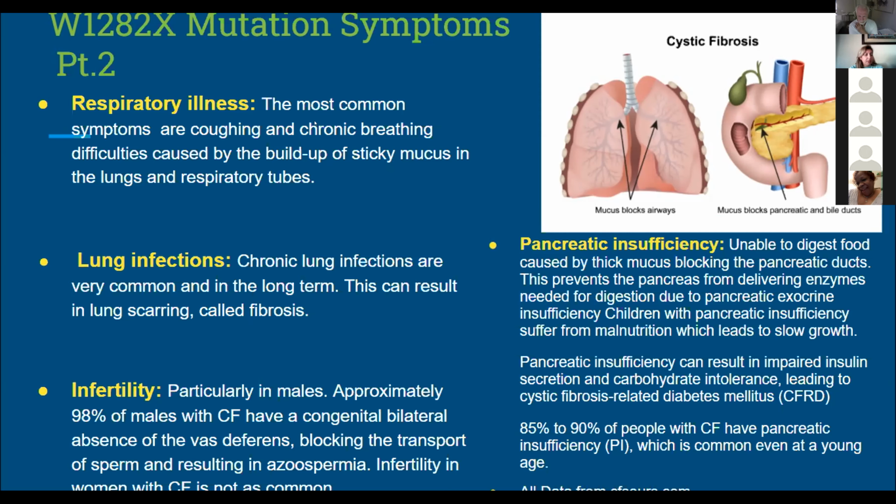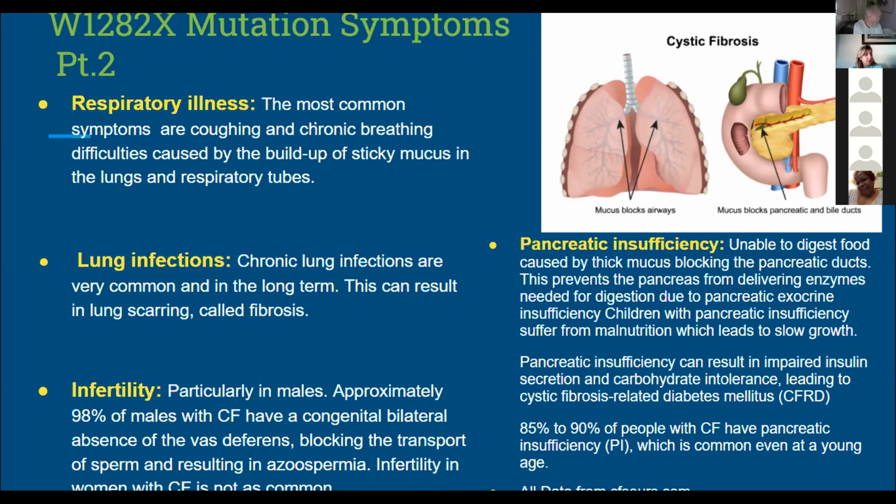And 85% to 90% of people with cystic fibrosis have pancreatic insufficiency, which is common even at a young age. The complications beyond these diseases can affect other organs and life expectancy.